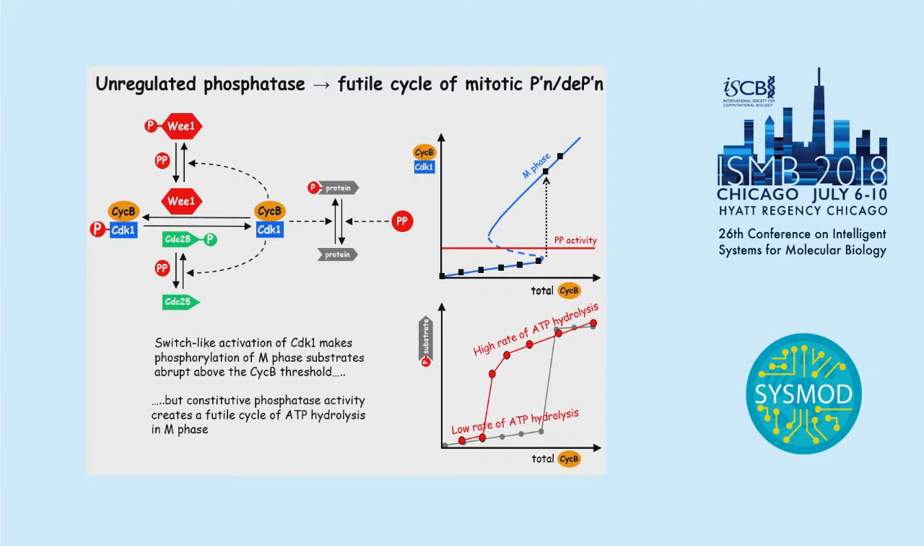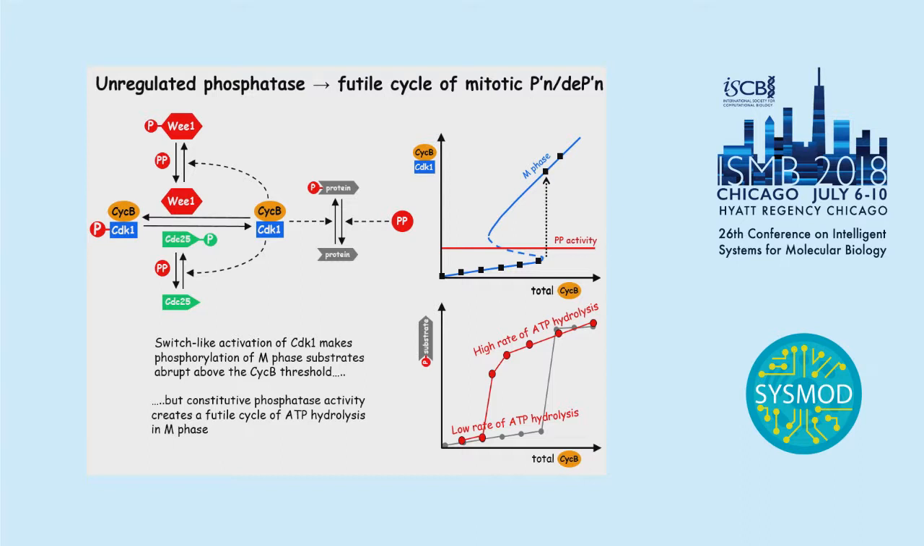Okay, so in the low system, there's hardly any kinase activity, so you don't do any phosphorylating, and so you don't waste ATP. But when you flip to the higher position of the switch, now you're rapidly phosphorylating proteins, but you're also rapidly dephosphorylating them.